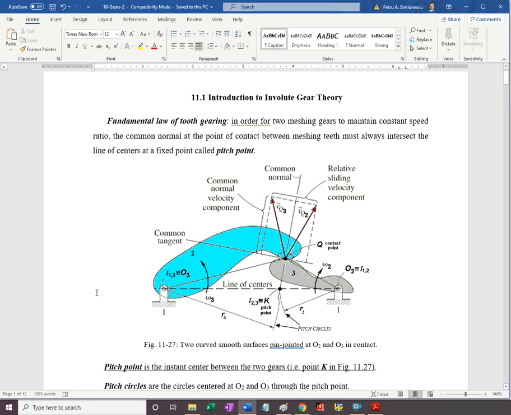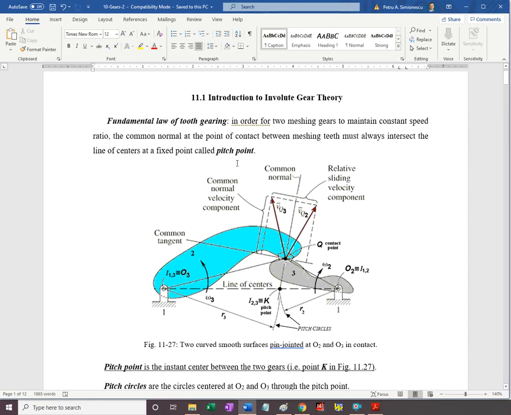As shown, gear 2 counterclockwise, gear 3, and I'm seeing some typos here. So this should be gear 3. This should be gear 2. Would have to update this figure. But in any case, when the contact point does not coincide with the instant center, with the pitch point, we have relative sliding. So the two teeth can slide towards each other and or away from each other past the pitch point.